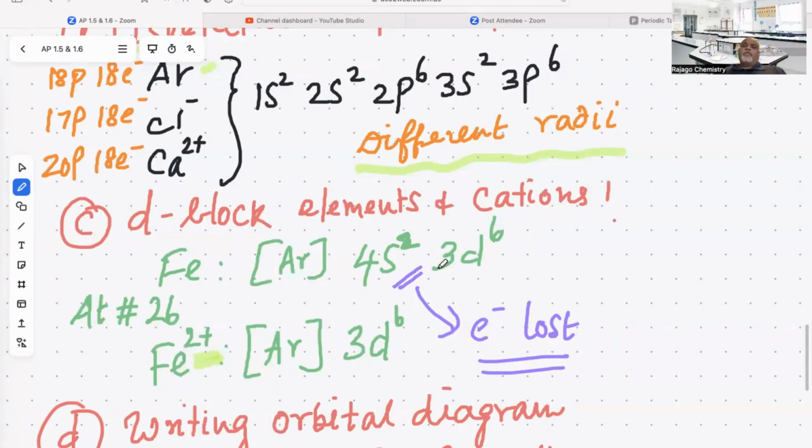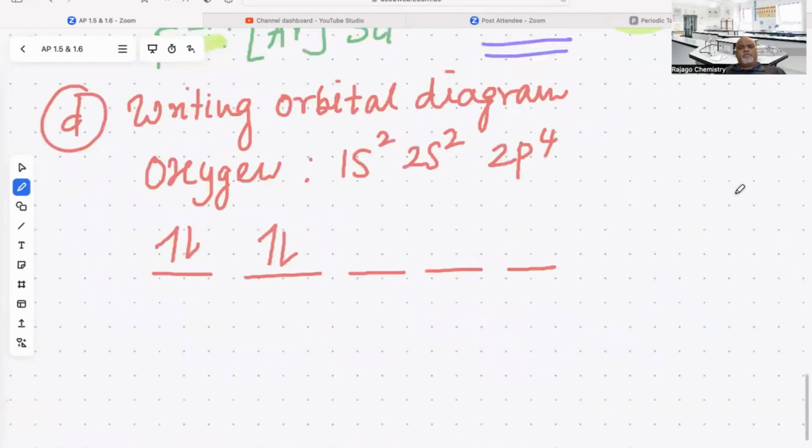But when you fill them, where did we fill? We filled the 4s first, which was outside, and then we filled the higher energy 3d later on. That's how we put the electrons in. But when we take electrons out, they come out from 4s. So we should have a very, very clear picture about this. This question is often asked in AP. It's a very high priority question.